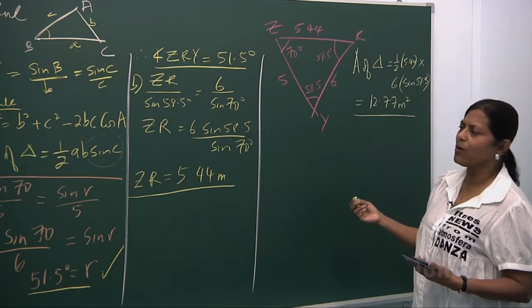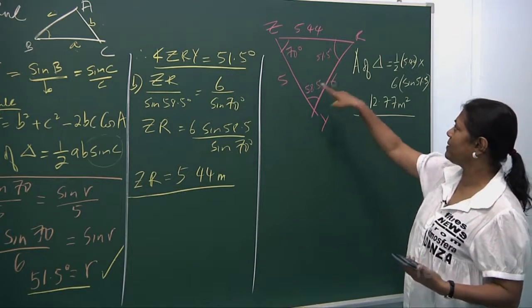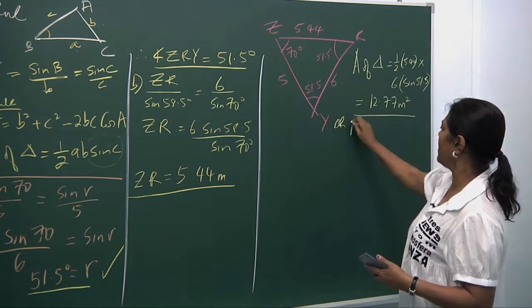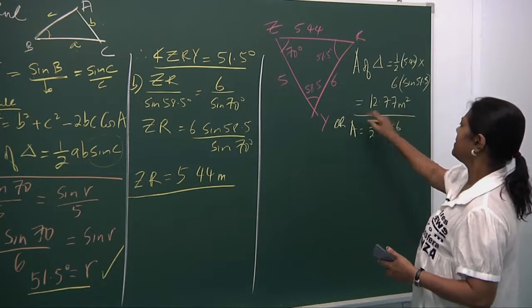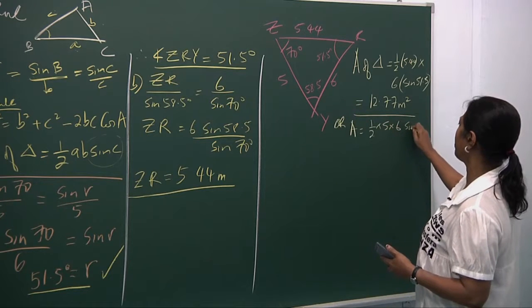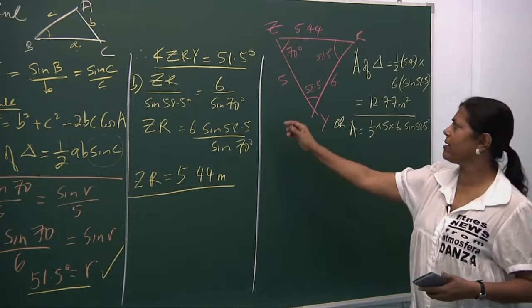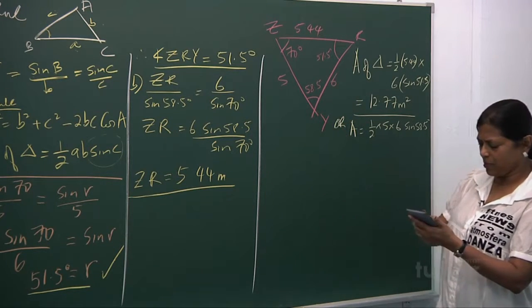You want to find out what else? You may want to find out maybe this method here. You can use half, or you can use the area of a triangle, half 5 times 6 sine 58.5. Now, make sure you use the right relevant triangle because I'm using these two. I use the angle between them.